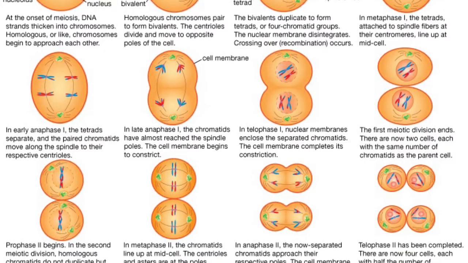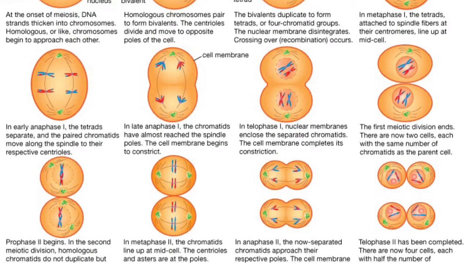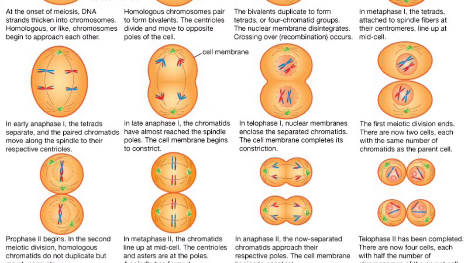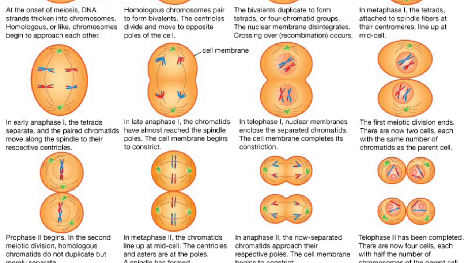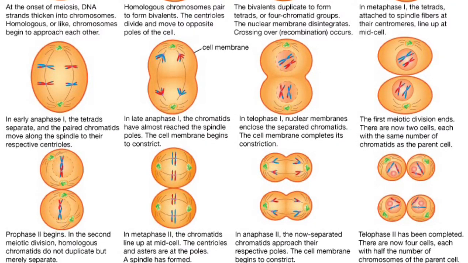Prophase 2 begins, the second meiotic division. Homologous chromatids do not duplicate but merely separate. In metaphase 2, the chromatids line up at mid-cell. The centrioles and asters are at the poles, and the spindle has formed.